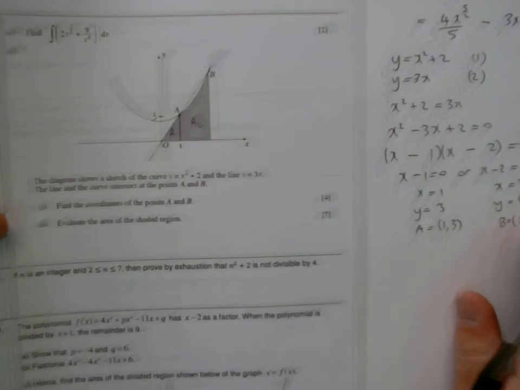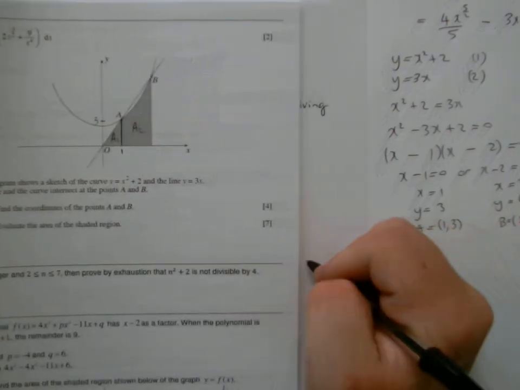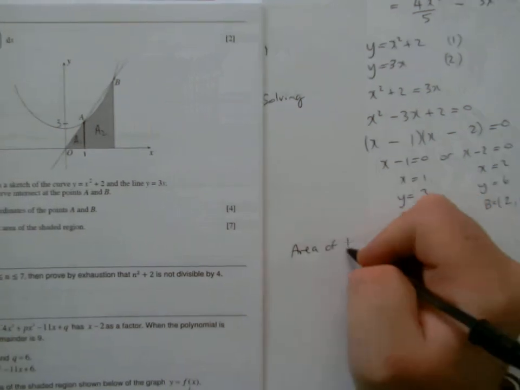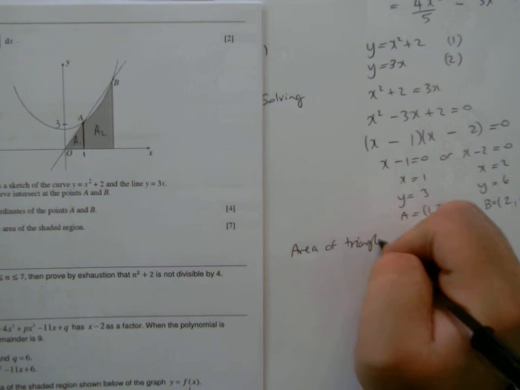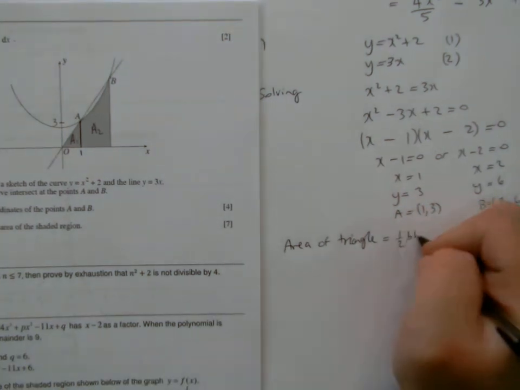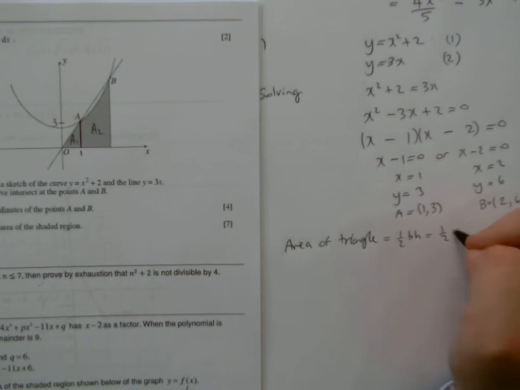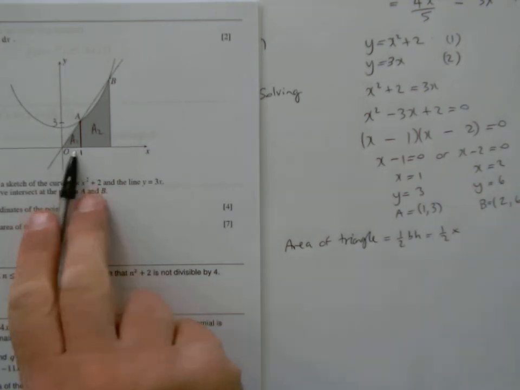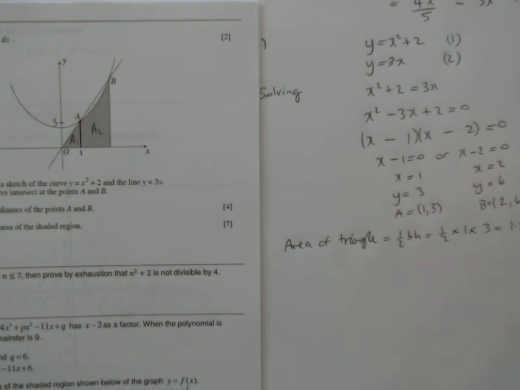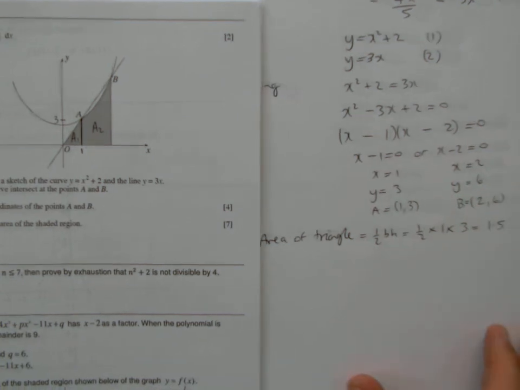Okay, so if I write that here, area of triangle will equal, well, remember, half base times height, so I'll be half. The base will be 1 there, my x value to take me to A. And the height will be 3. So work that out, you get 1.5, or 3 over 2 left as a fraction, okay?